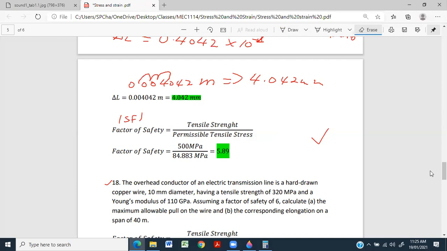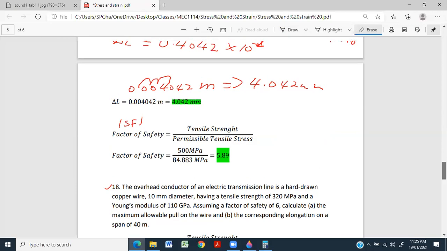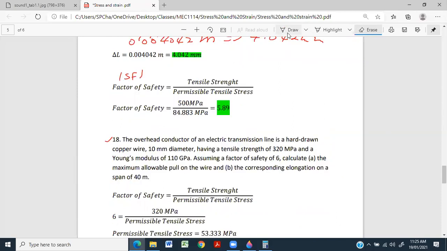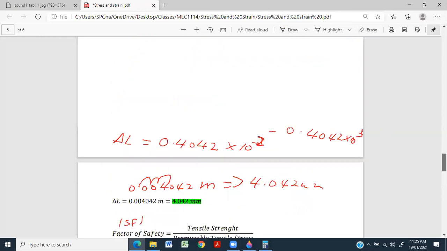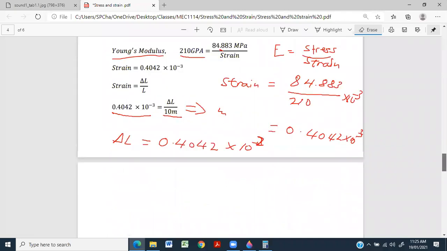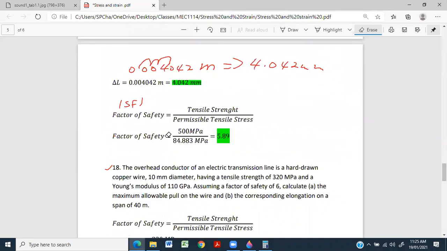So the tensile strength of the material, we were given as 500 megapascals. And the permissible tensile strength, well, we don't have that, but we know the stress we put into the system, the stress we applied to the system, was 84.83 megapascals. So using that, we can find what factor of safety the system is currently operating at.